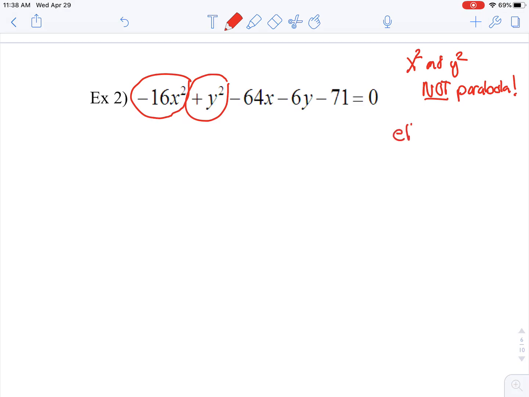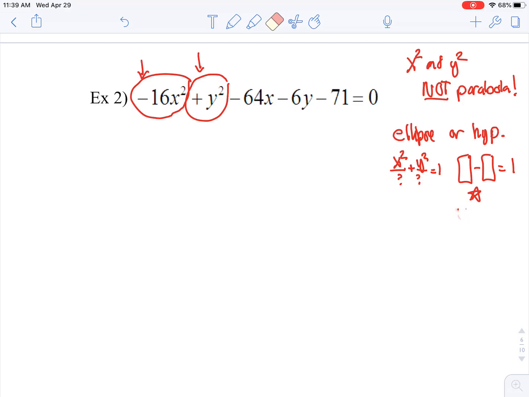Now, the question is, is this an ellipse or is this a hyperbola? Okay, with an ellipse, remember that our equation is going to have an x squared plus y squared equals 1. And of course, we have denominators. But with a hyperbola, we don't know what order they're in, but we do know that we subtract the fractions and it equals 1. The fact that one of these is negative and one of these is positive tells us that we have to be looking at a hyperbola because we are looking at different signs.